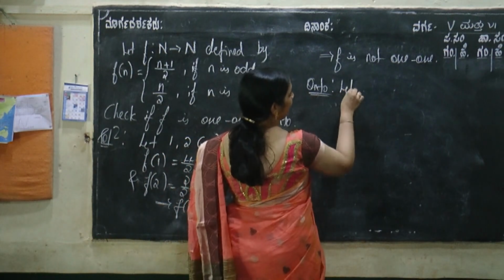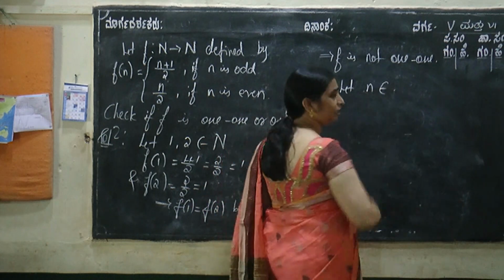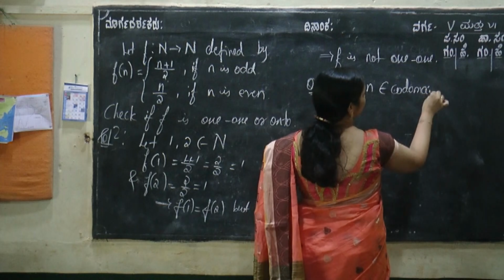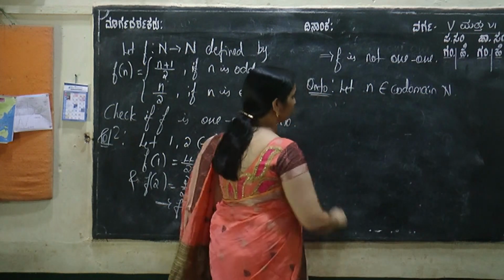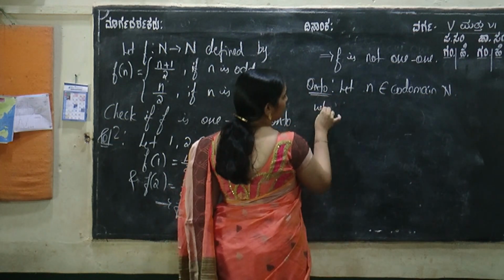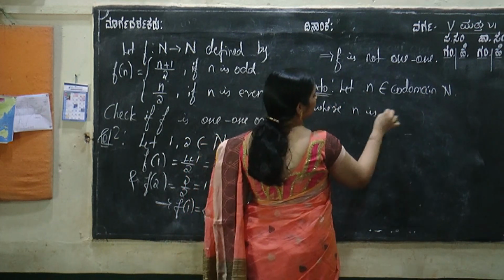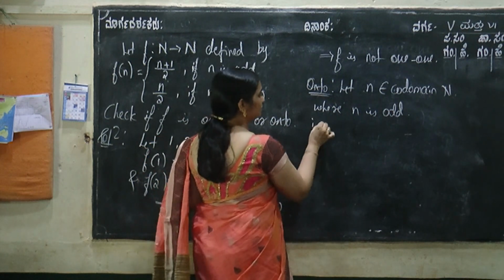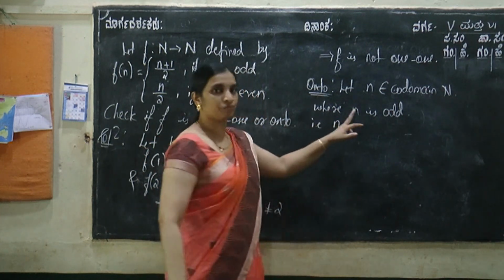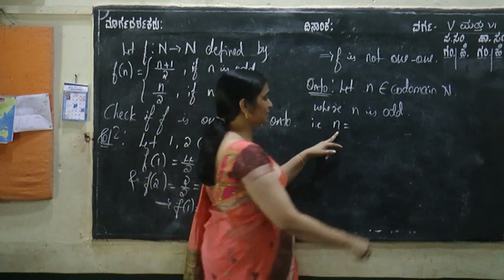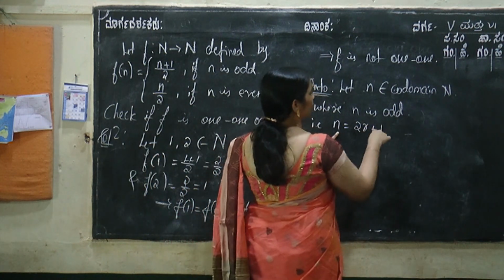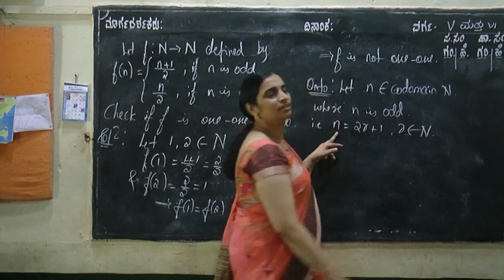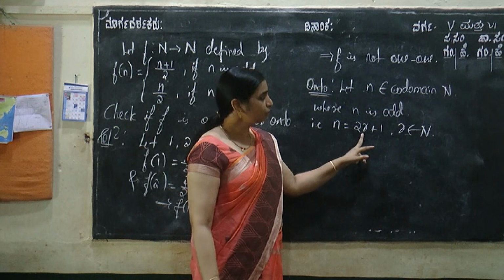So let n belong to codomain N where n is odd. That is, n is equal to 2r plus 1, where r is any natural number. n is equal to 2r plus 1.